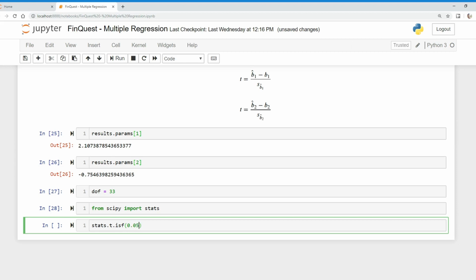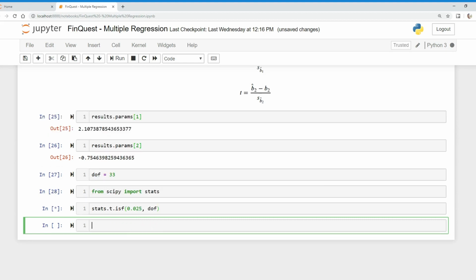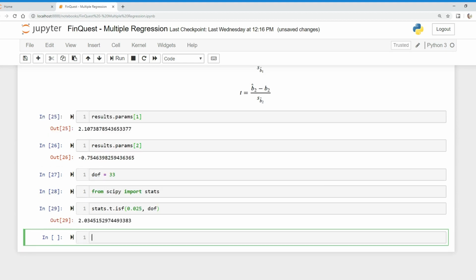But remember, this is a two-tailed test, because we are looking at a null hypothesis of zero and an alternative hypothesis of not equal to zero. So since it's a two-tailed test, we're just going to divide by two. So that's going to be 0.025. And then we just need to input our degrees of freedom, 33. And there's our t-critical value of 2.03.